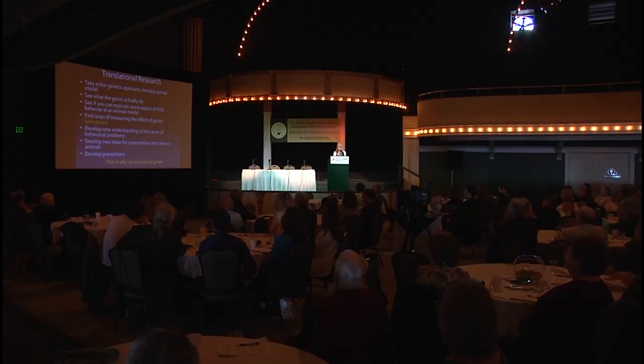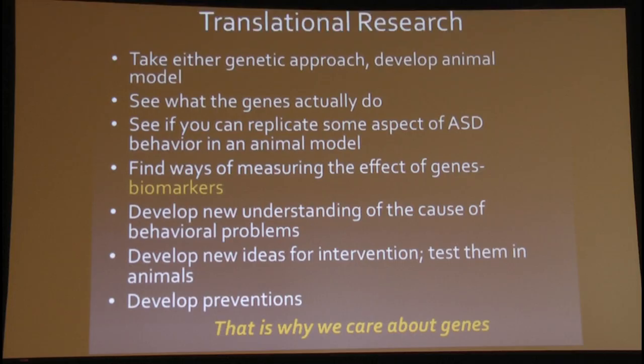So in translational research, what we tend to do is take either of these two genetic approaches that I just described and then develop an animal model. We have great skills to do that. We can find a gene, take the gene, just knock the gene right out of the genome. We can knock it out, knock it back in, do all kinds of really cool things with individual genes. And then you can see what the gene actually does. Where is it expressed in the brain? What proteins does it make? When does it have its effect? And really understand what the genes are actually doing.